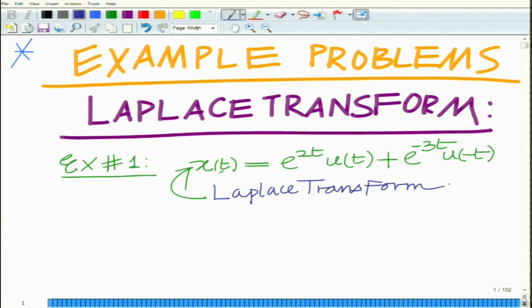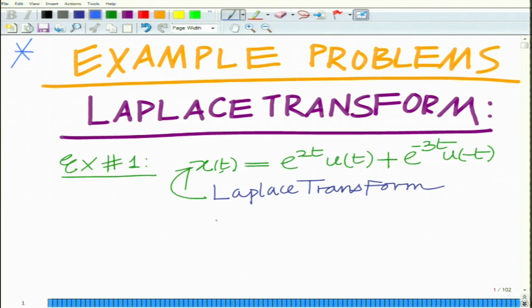So, we want to evaluate the Laplace transform of e raised to 2t u(t) plus e raised to minus 3t u(minus t). And we also want to find the ROC. Of course, the Laplace transform is incomplete without the ROC. So, now we will use the following properties.